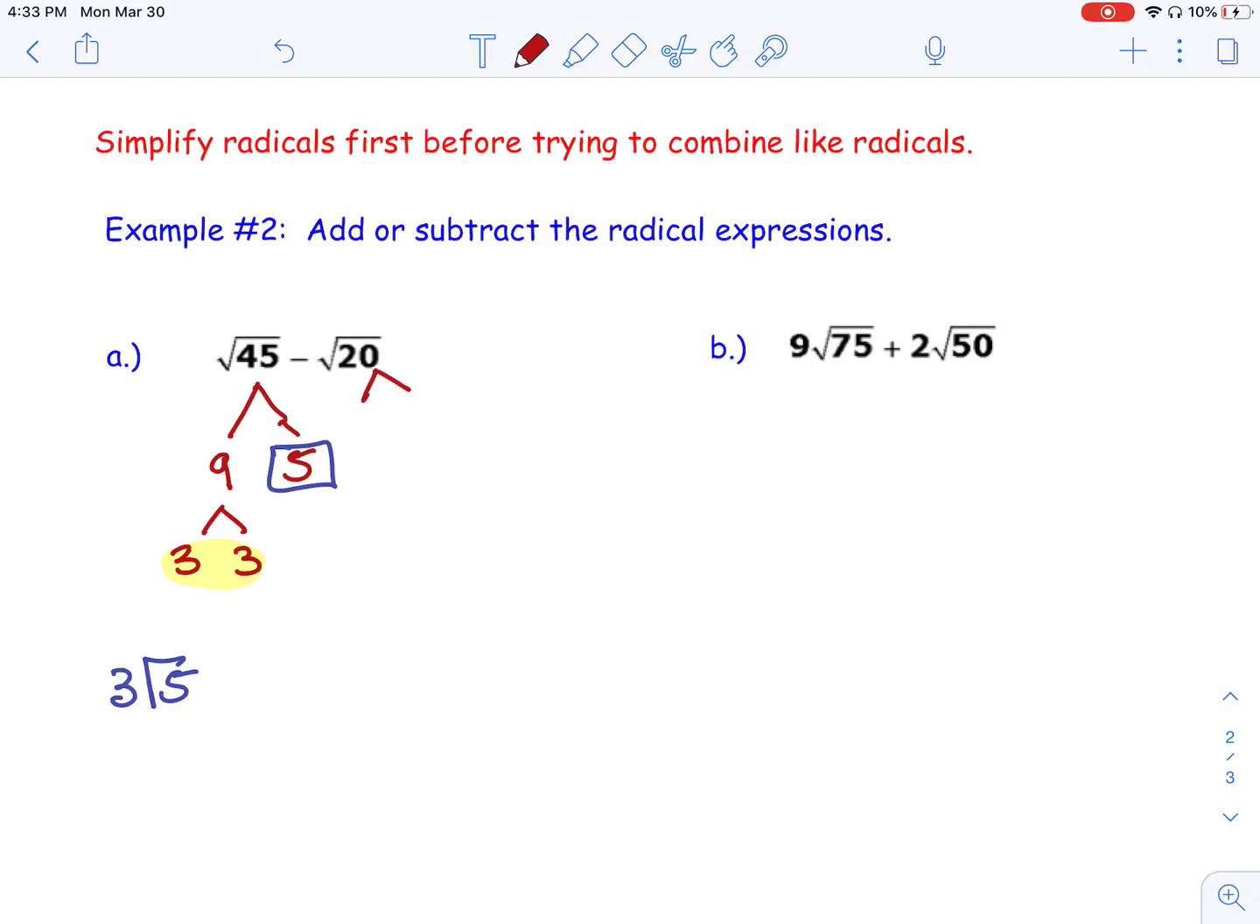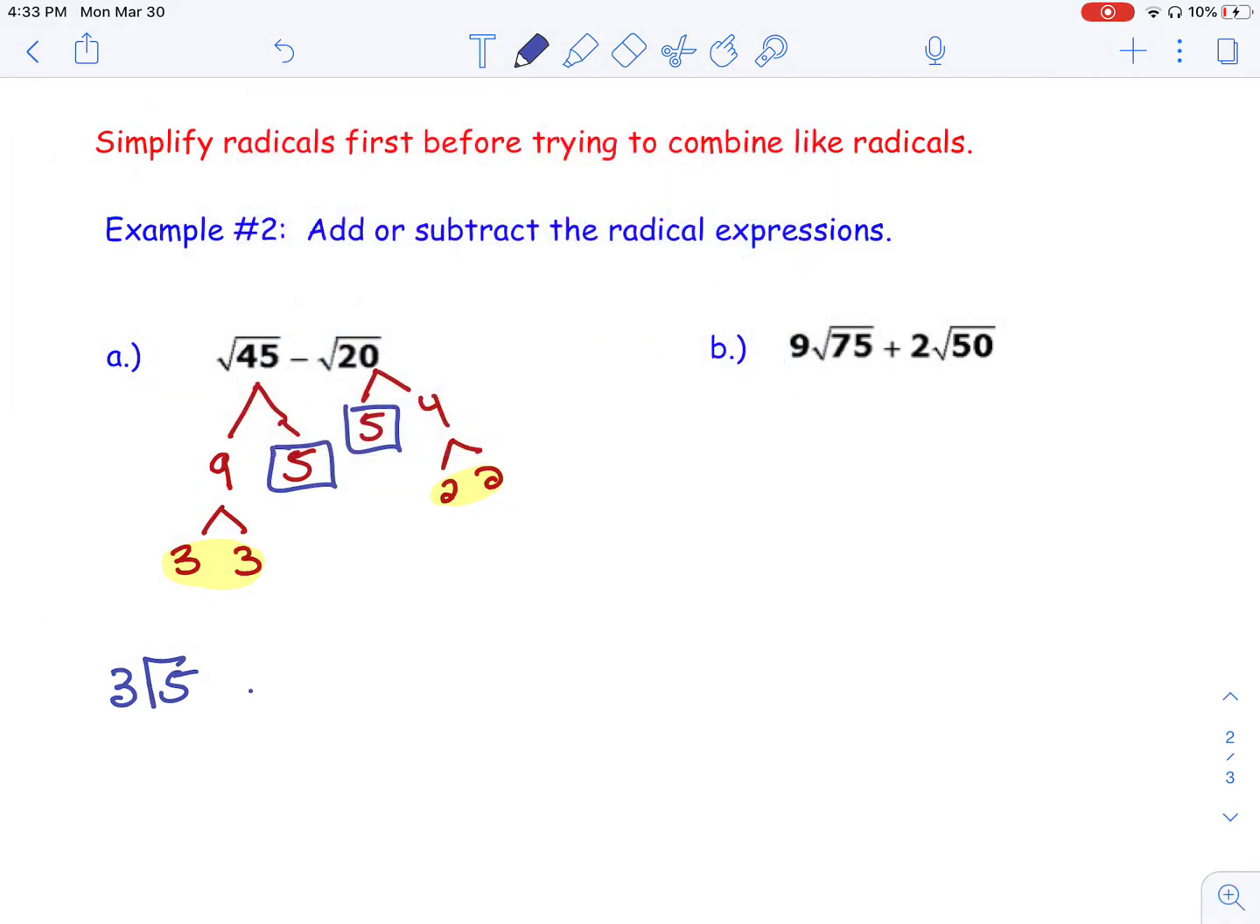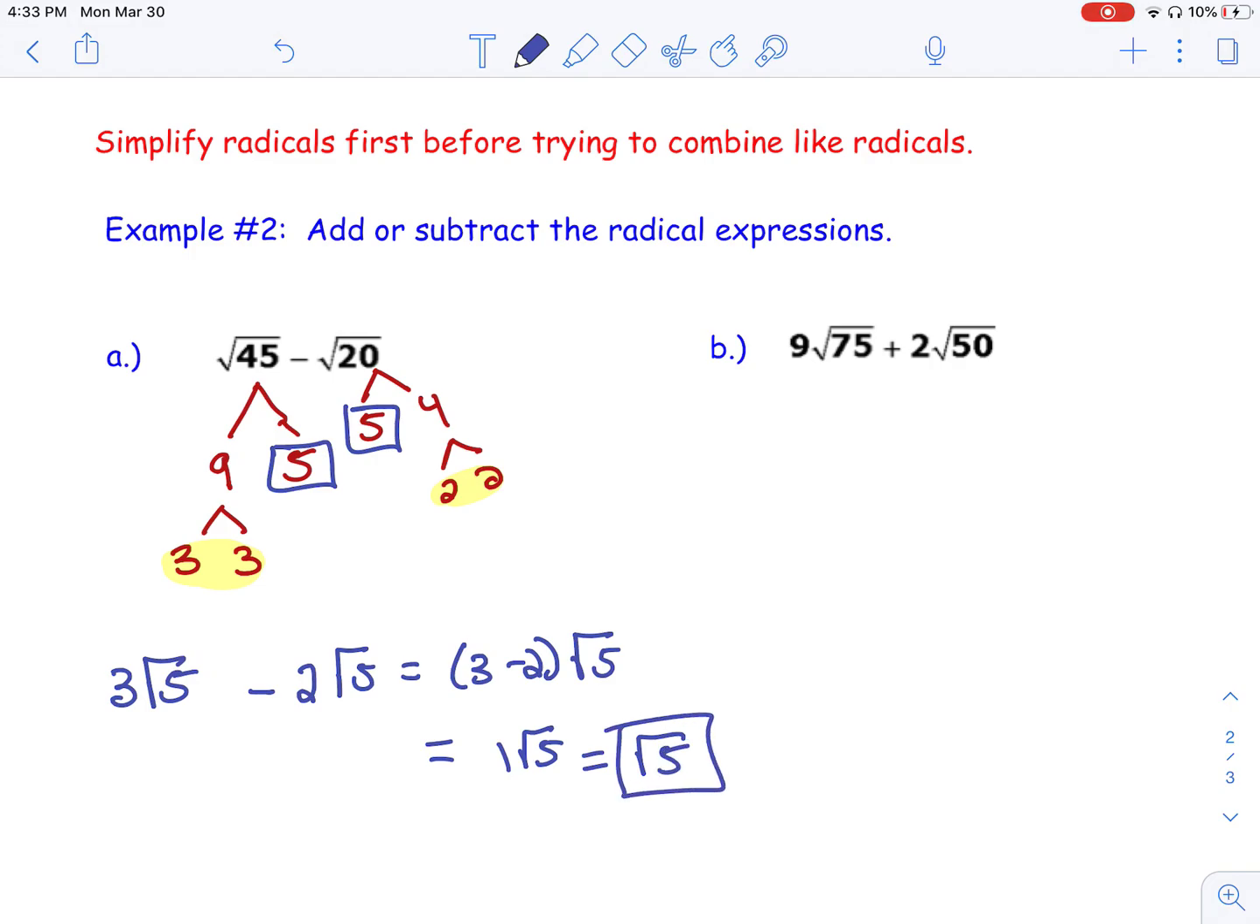I can do the same thing with 20. That's really 5 times 4. 4 is a perfect square, so I get my pair of 2's. But once again, I have to leave a 5 underneath the radical. So that's going to simplify down to minus 2 radical 5. This gives me 3 minus 2 times radical 5, or 1 radical 5. We just write that as radical 5. You don't have to write the 1 out front.